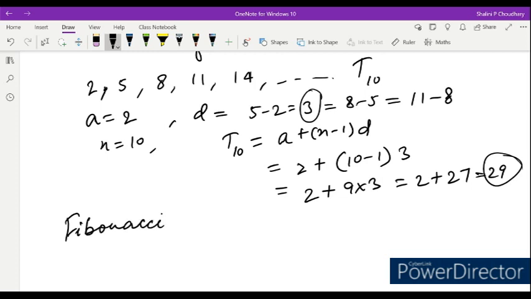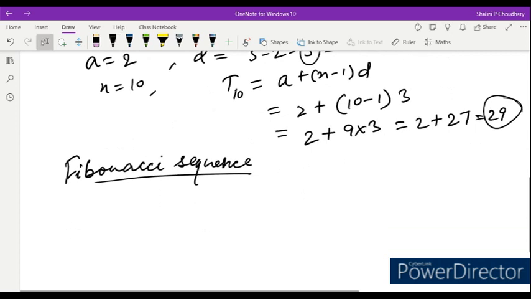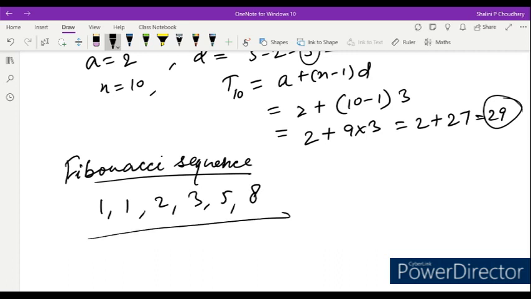Fibonacci series, sequence. Okay, so what is that? What kind of series is it? It is the arrangement of numbers such as 1, 1, 2, 3, 5, 8. Okay, there is no visible pattern, but there is some relation.